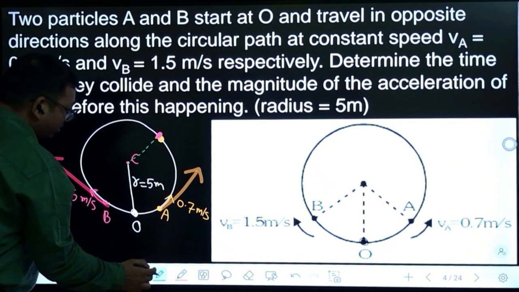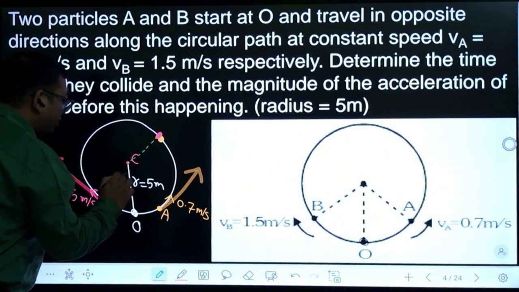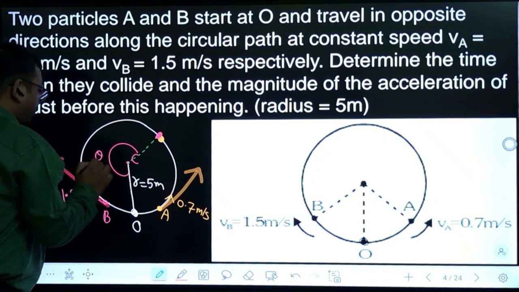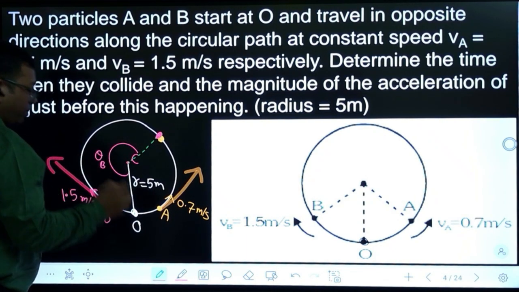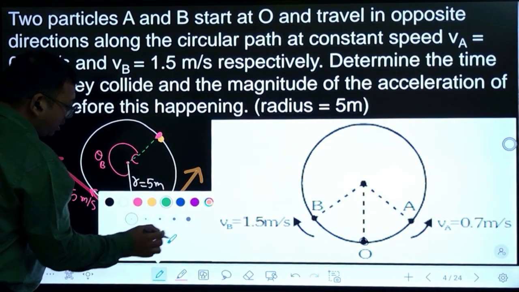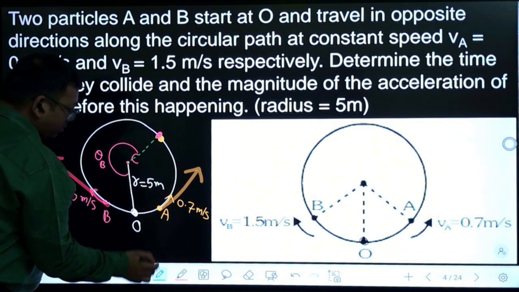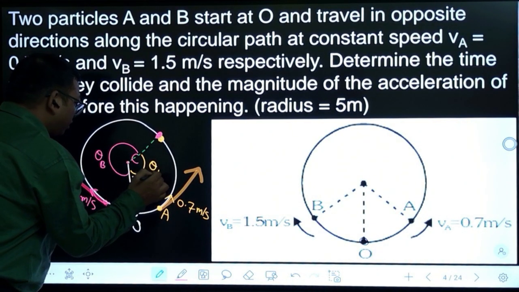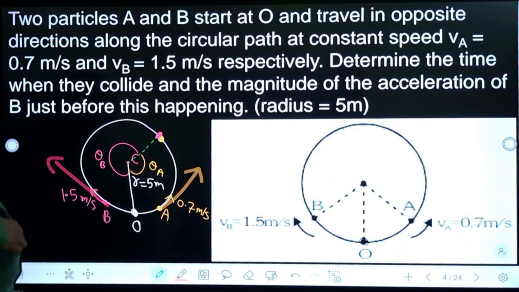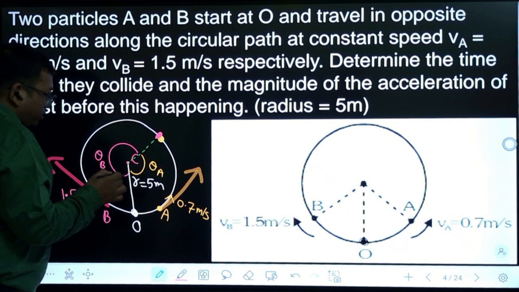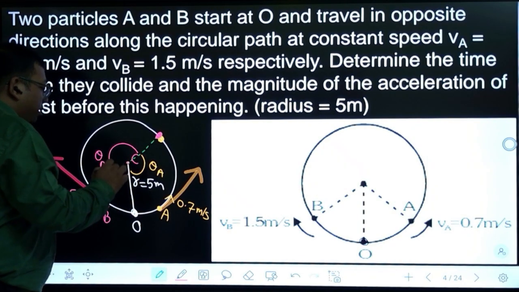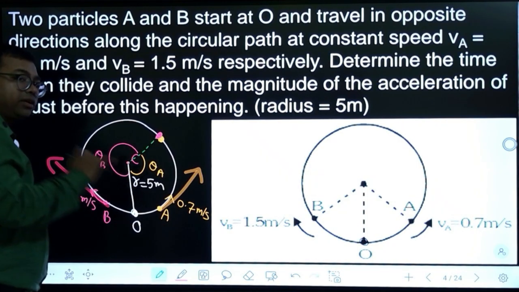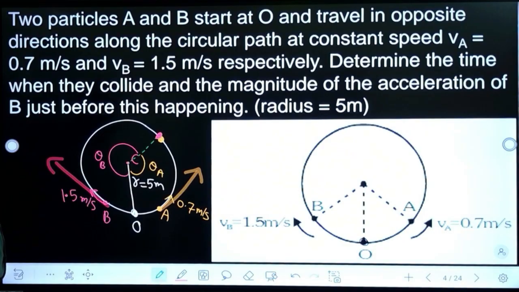So that means B has to rotate this much angle. Let us say this is theta B, the angle rotated by B, and this is the angle rotated by A, theta A. And collision happens. So A will rotate this angle, B will rotate that, but the total sum of the angles is 360 degrees or 2 pi, that we know, right? Okay.